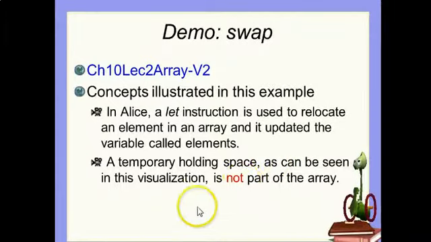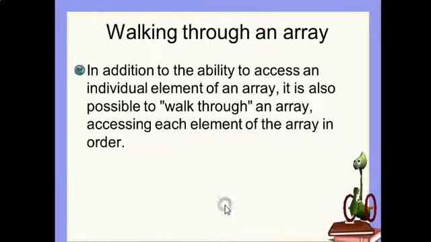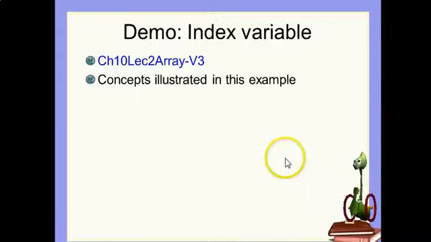And then we also saw this, the object visualization. It's a temporary holding space, and it's not part of the array. Okay, it's also possible to walk through an array just the same way that you can walk through a list, accessing each element of the array the same way that you accessed each element of the list. So let me show you one more. This is the last slide, very exciting. Let me show you one more demo.